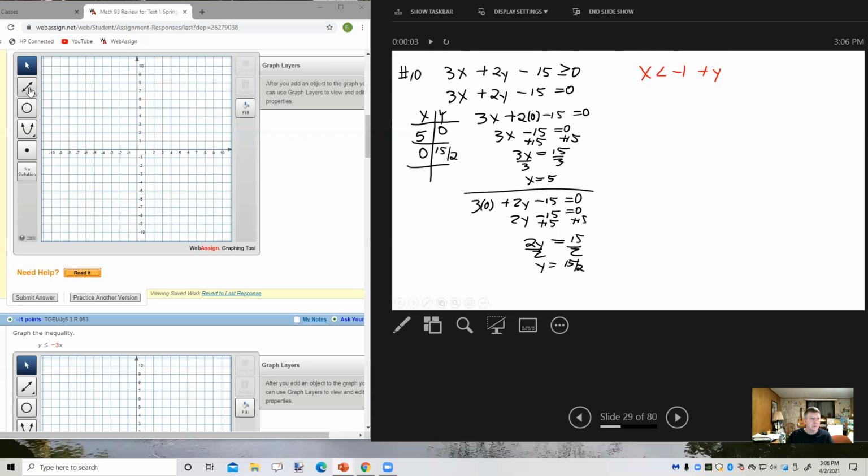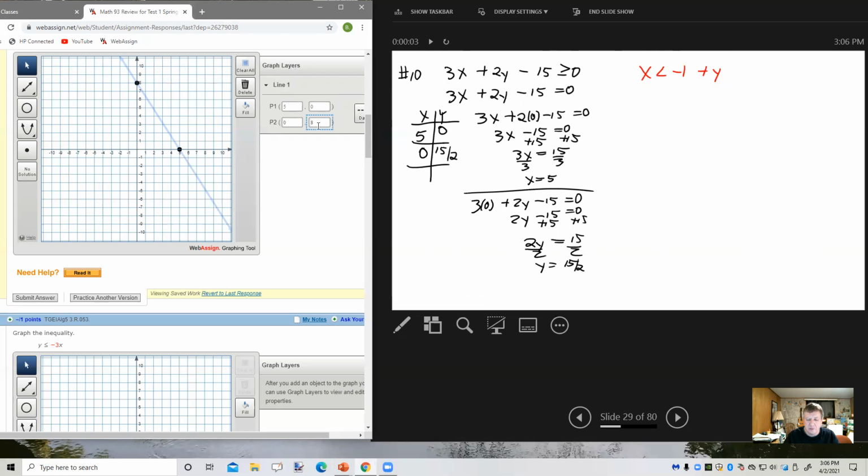Okay, so we'll go over here. And we've got (5, 0) and (0, 15 halves). 15 halves is 7.5. So I'm going to put it right there. Oh, it didn't like it. It went up to 8. So I got (5, 0) and (0, 15 halves). Okay. And the inequality includes equals in the original. So it's a solid line. Let's use (0, 0) as a test point.